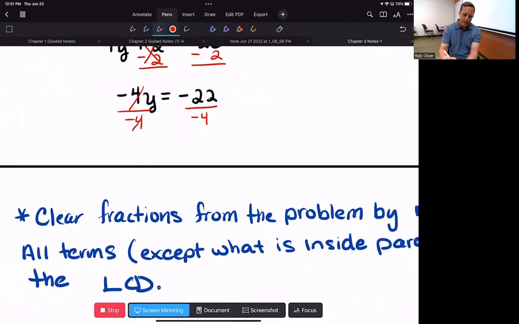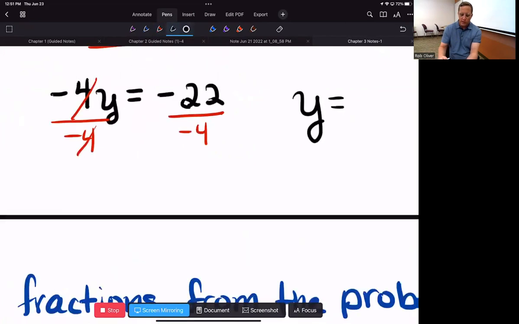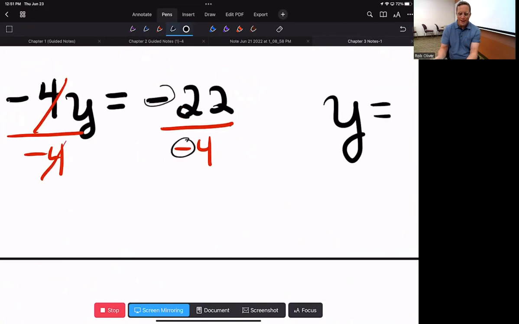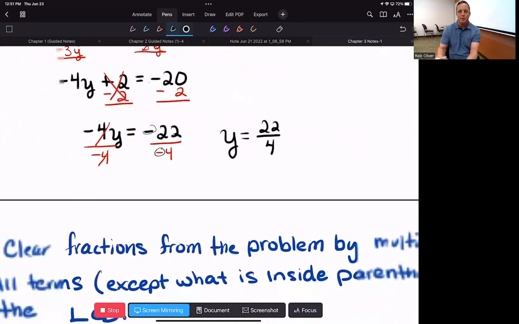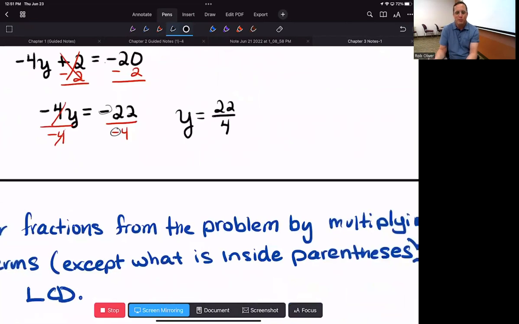So those go away right there. And now we're ready to solve it. Now here's a couple things to point out. This one is a negative divided by negative, which means it's going to come out to be positive. So let's not even worry about that anymore. And then you get 22/4. Now 22/4 can be simplified. Let's not worry about dividing. Let's just simplify it by 2. And so if you simplify it by 2, you get 11 halves.